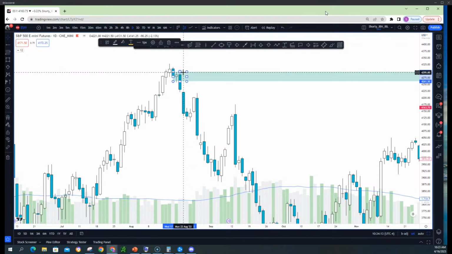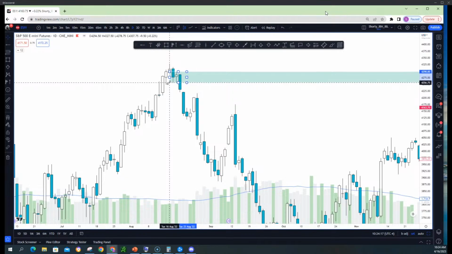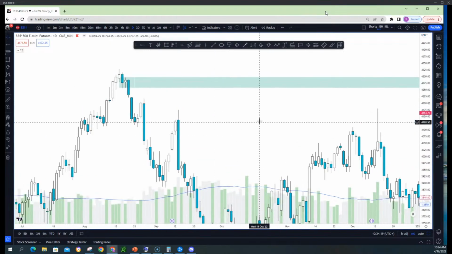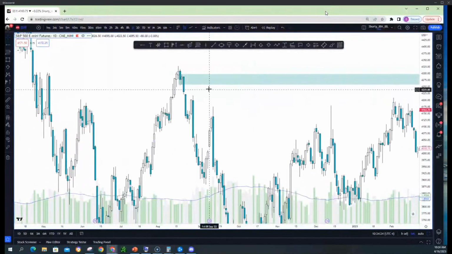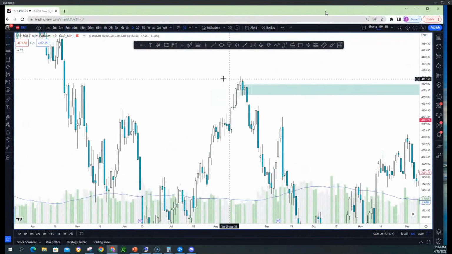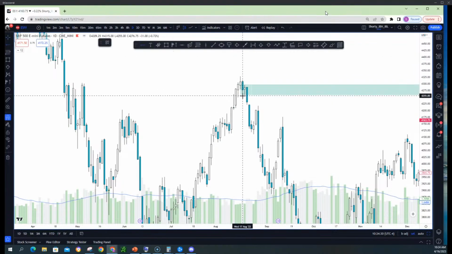I think ICT would call that the rejection block, what you just described. Which one? Where your arrow is, the green rectangle up top. Yeah. No, well, I call this an order block as well. This is a bearish order block.